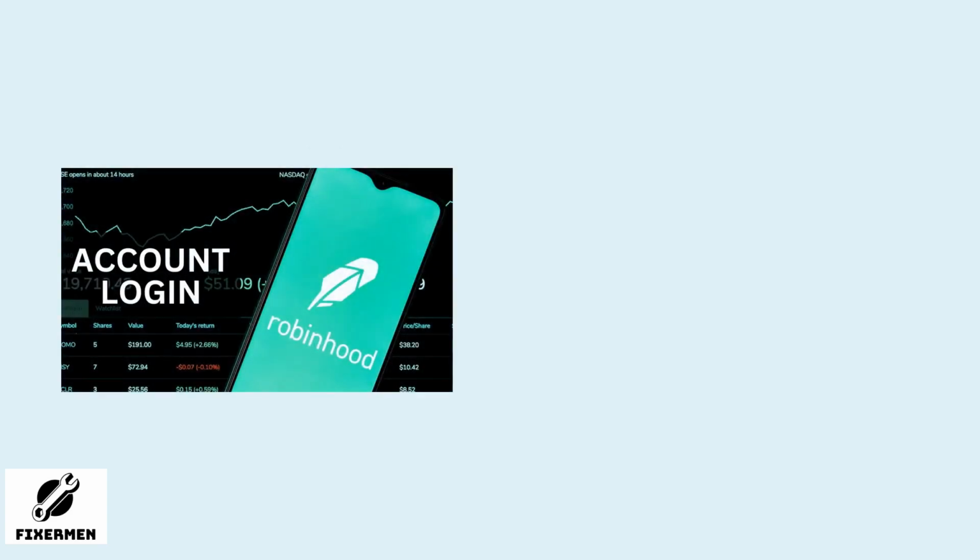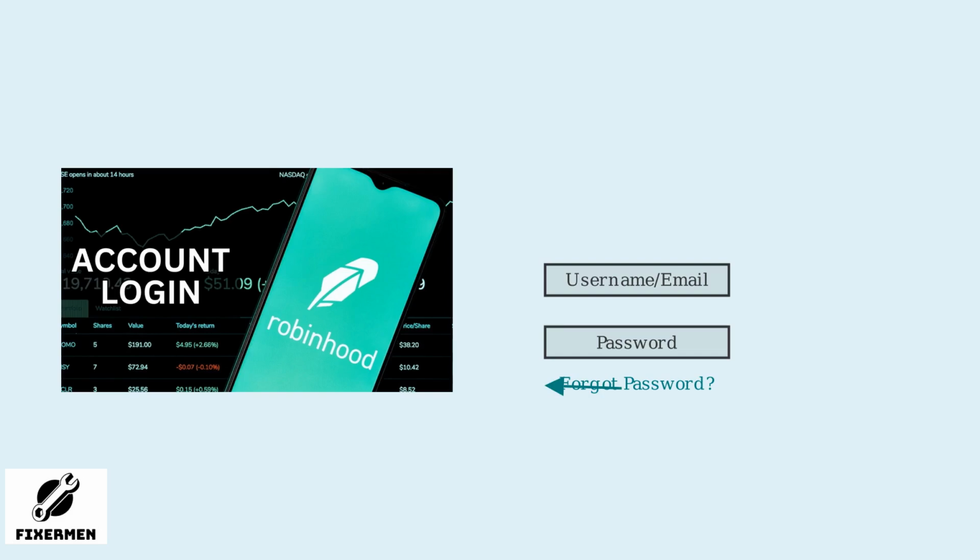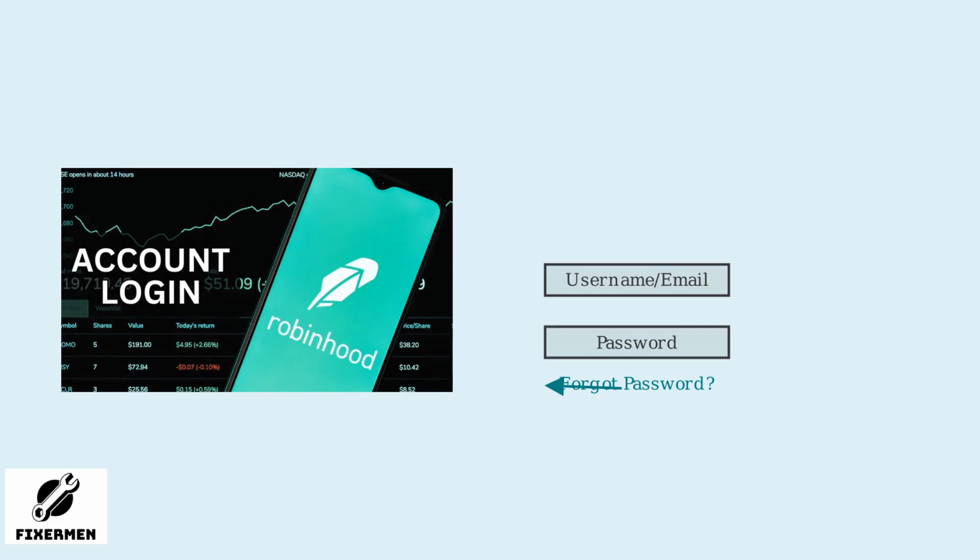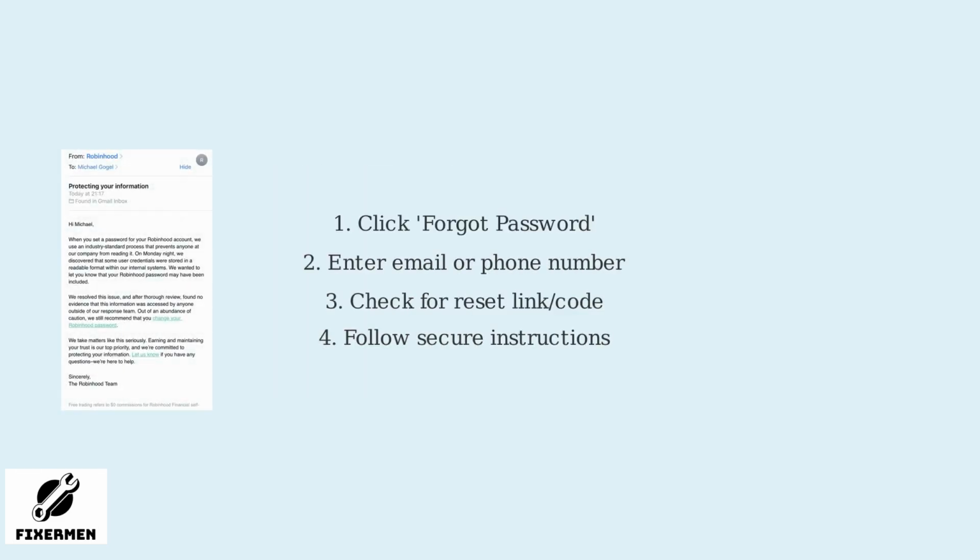If you suspect your password might be incorrect or compromised, start by accessing the Robinhood login screen. Look for the Forgot Password option, usually located below the login fields. Click on Forgot Password to initiate the reset process. Robinhood will send reset instructions to your registered email address or phone number. Check your email for a secure reset link, as shown in this example notification.